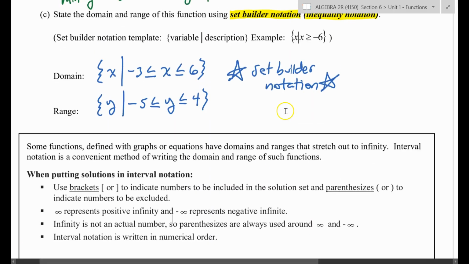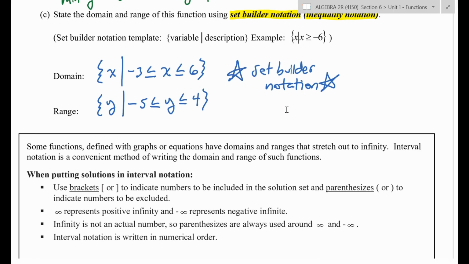So just give me 2 more minutes here, and then I'll give it the last couple minutes to kind of hang out. I told you guys this was set builder notation, right?